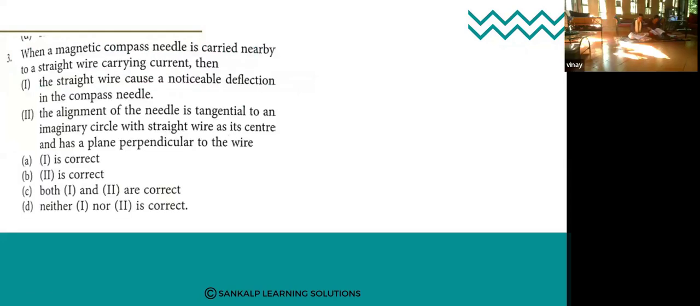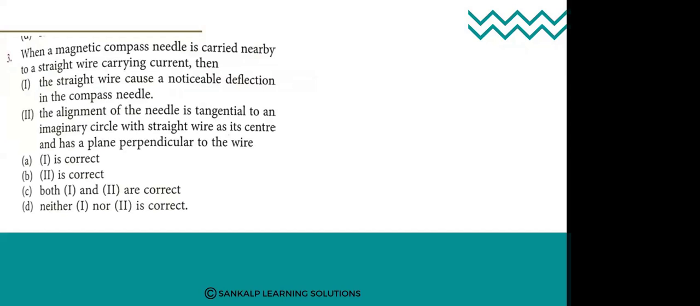Next question. When a magnetic compass needle is carried near a straight wire carrying current, then, so understand the question, when a magnetic compass needle is carried near a straight current carrying wire. So here you have the current carrying wire. For this current carrying wire, you are going to get the compass needle. I hope you know what is meant by compass needles. Compass needles show the poles, that is, the north and the south pole.